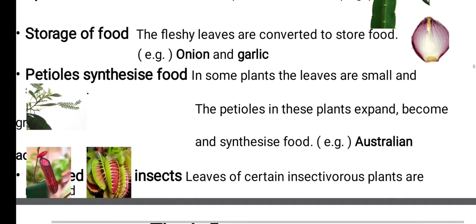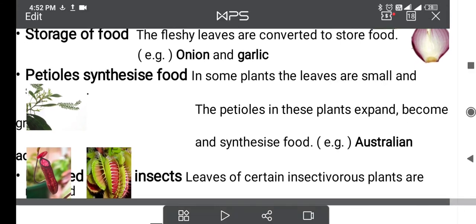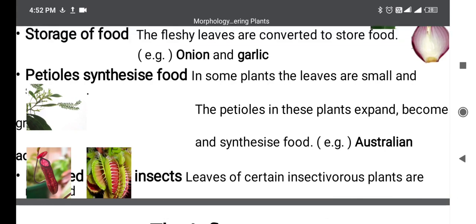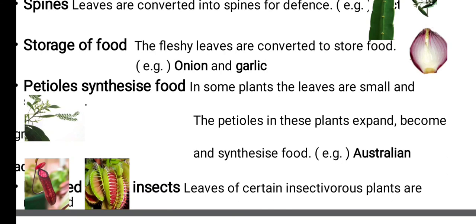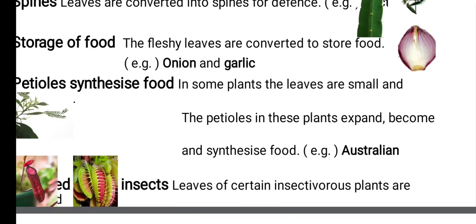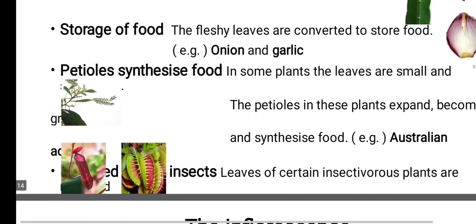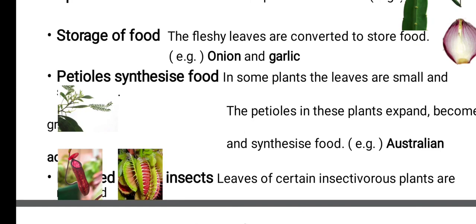The fourth one is petioles synthesize food. As we all know that leaves only synthesize food, but in some plants even the petioles synthesize food. Do you know the reason? In some plants the leaves are so small. So in this case photosynthesis is not at all possible. So the petioles in these plants expand, become broadened and synthesize food. Example, Australian plants.